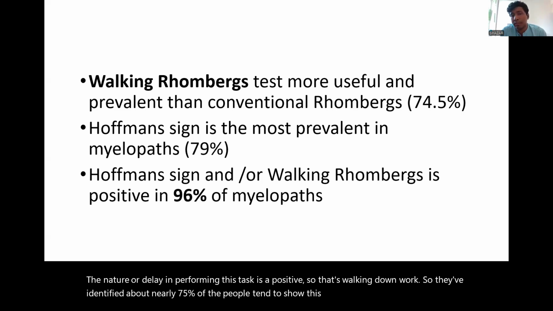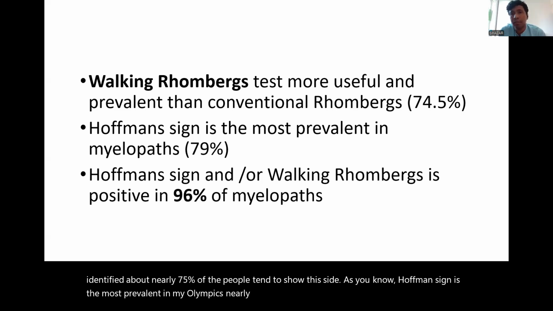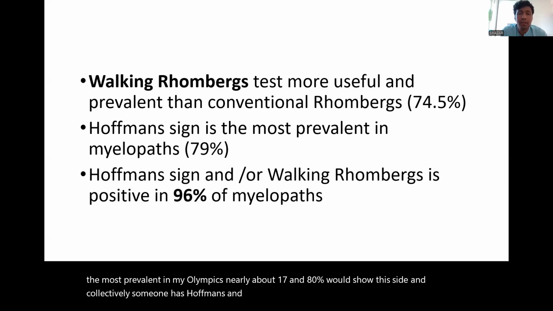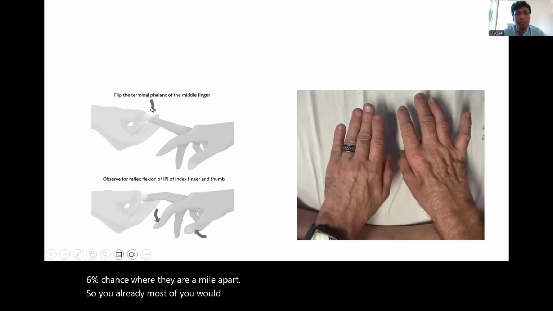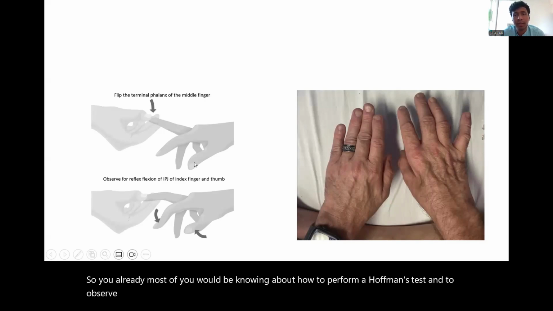As you know, Hoffman's sign is the most prevalent in myelopathies. Nearly 79 to 80% would show this sign. And collectively, if someone has Hoffman's and walking Romberg's positive, there is about 96% chance that they are a myelopath. Most of you would already be knowing how to perform a Hoffman's test and to observe the reflex of the other two fingers.